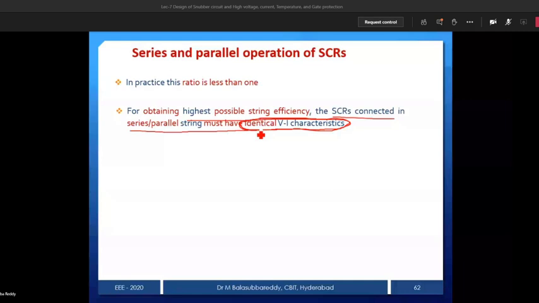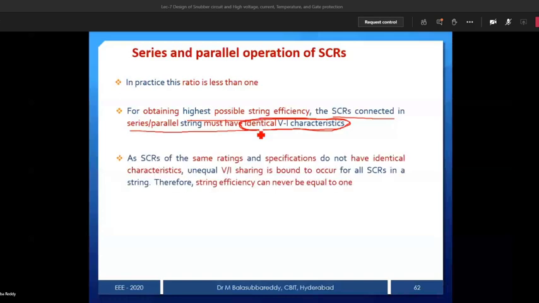In the case of parallel operation also, if two or three SCRs are connected in parallel, there is a problem of unequal current sharing. Why that problem arises and how to overcome it, all these things we can observe in detail. So this is just the introduction of series and parallel operation.